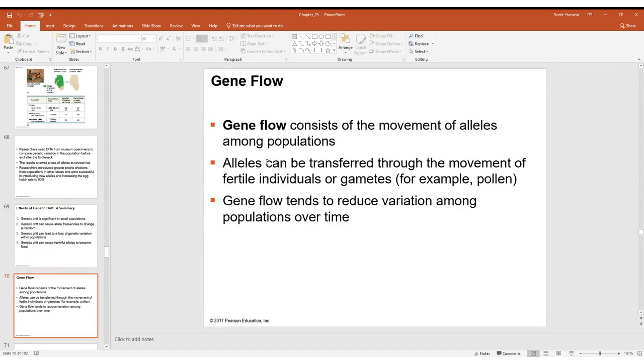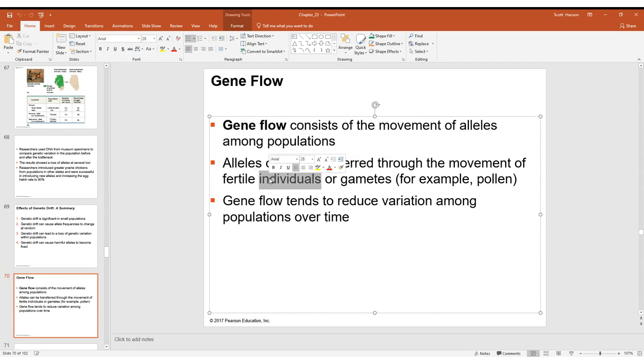So let's look at gene flow. Gene flow then is the movement of alleles from one population to another. Alleles can be transferred through the movement of fertile individuals, or sometimes just by the movement of gametes. For example, airborne pollen can blow from one area to another, and that pollen carries gametes, sperm cells, and it can take alleles from one population to another if it's carried by the wind for a long distance.